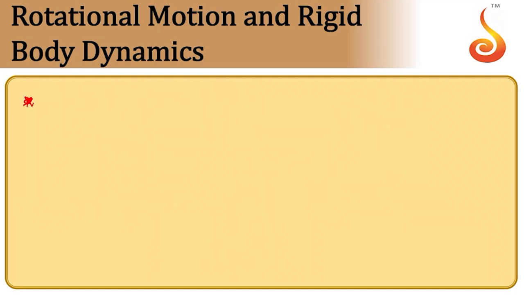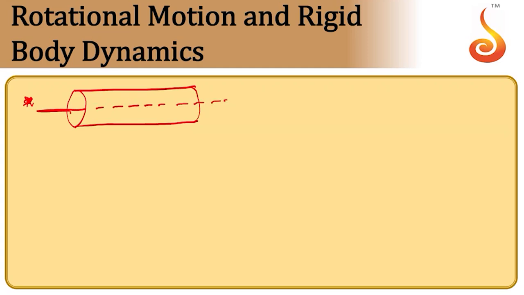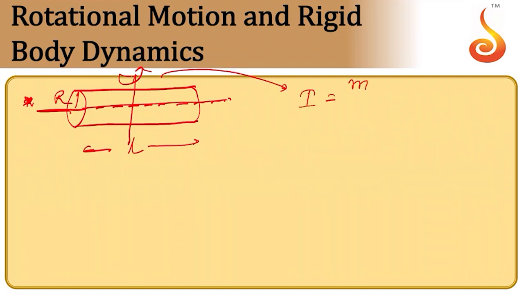Same thing, this time the axis is different. This again is a hollow cylinder. Now assume that this is the axis of rotation. This is of length L, radius is R. Then about this axis, the moment of inertia is m into L square by 12 plus R square divided by 2. Of course, this is a hollow cylinder, remember.